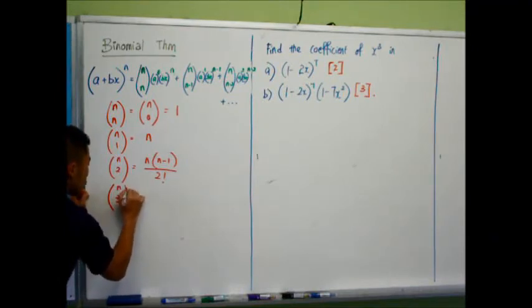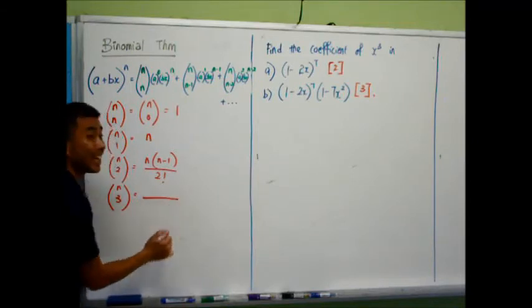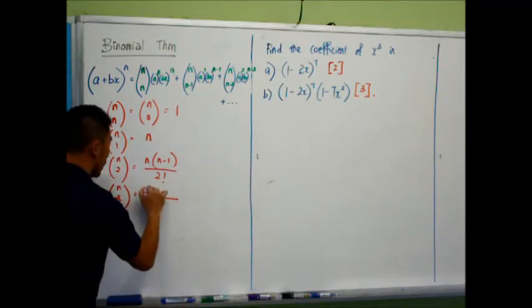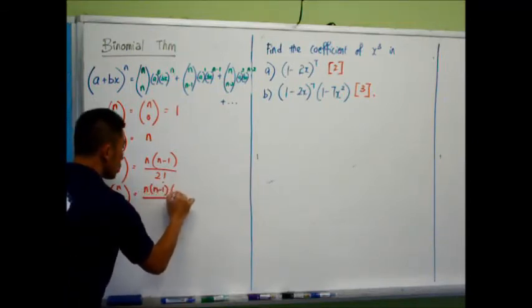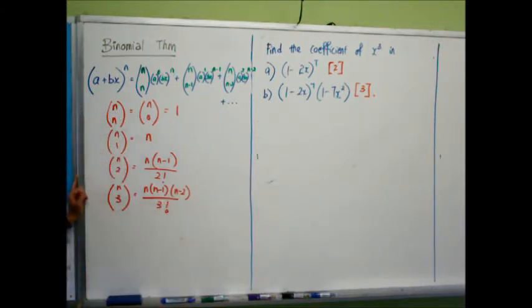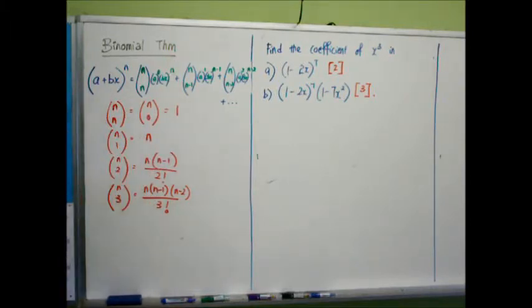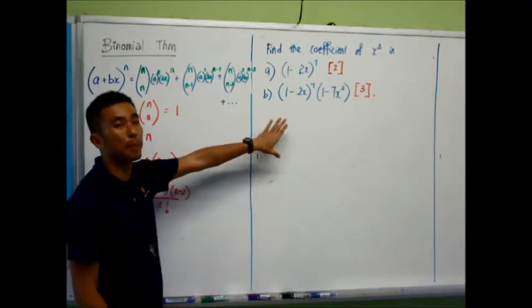Similarly, n choose 3, make a good guess. How many terms are there on top? 3. Each term less than the previous term by 1. n, n minus 1, n minus 2, with a 3 factorial below. Okay? So, with all these, we are ready to begin solving the first example.